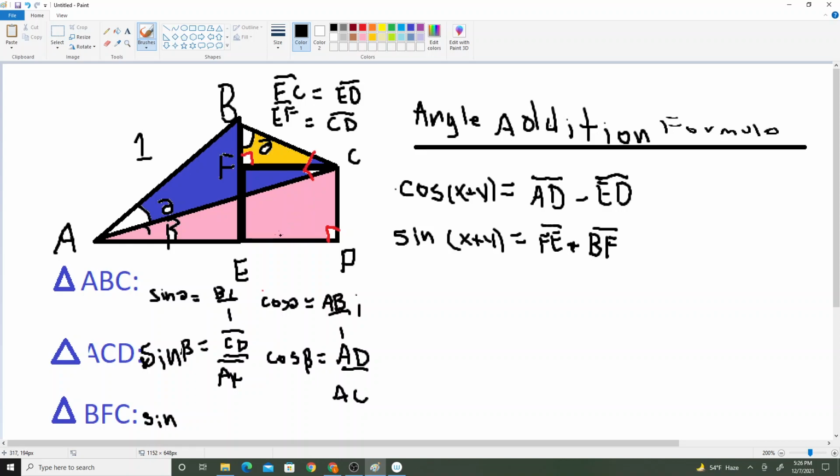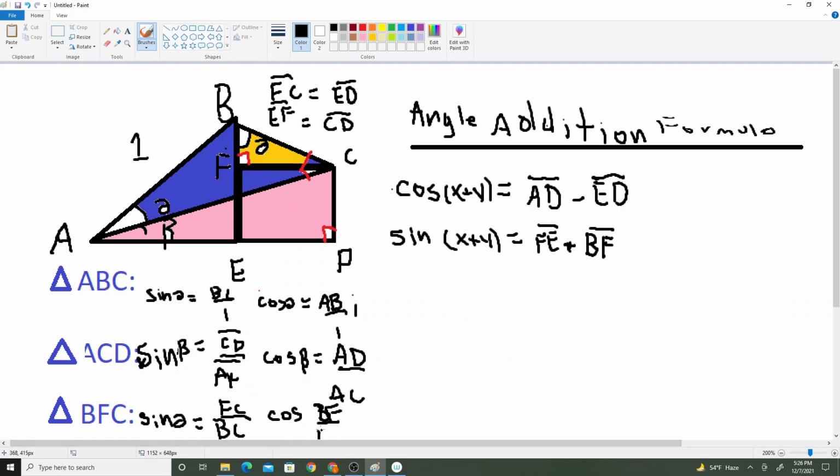It's kind of hard to see, but this is a 90, 45, 45, because this line segment bisects BC to A. So sine: opposite here is FC, hypotenuse is BC, so FC over BC for sine. And then for cosine, we have adjacent, which is BF over BC. Adjacent over hypotenuse, BF over BC.